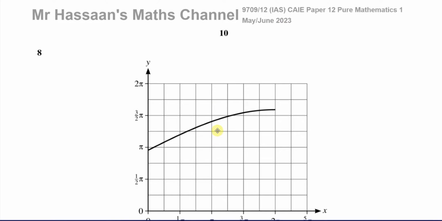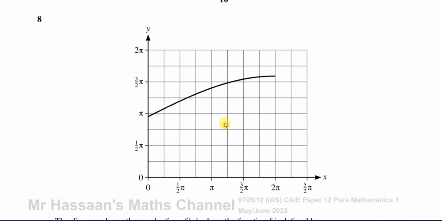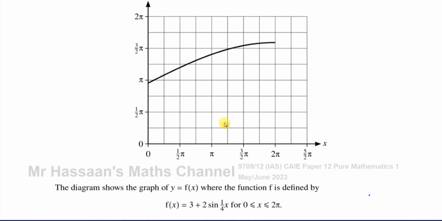Question number 8 here is about this graph. It says the diagram shows a graph of y equals f of x, where the function f is defined by f of x equals 3 plus sine of 2¼ x for x between 0 and 2 pi. Okay, so I know a few things about this curve.